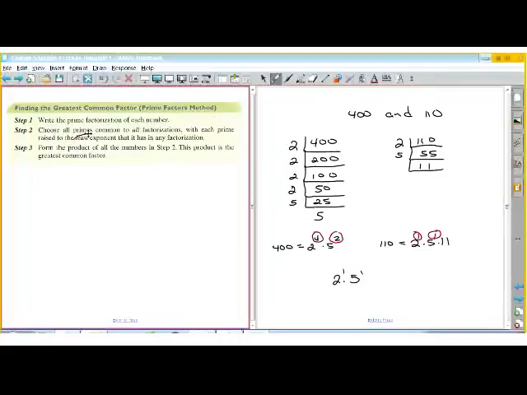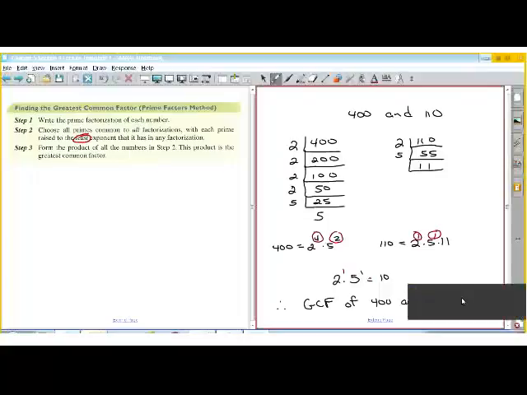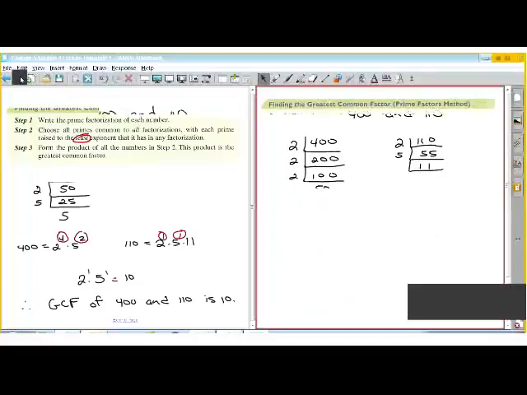So that's choose all primes common to all factorizations with each prime raised to the least exponent. And then it says form the product, which just means multiply them together, and you get 10. So therefore, the greatest common factor of 400 and 110 is 10. If I divide 400 by 10, I'll get 40, and if I divide 110 by 10, I'll get 11. So anyway, that's one method for doing it.